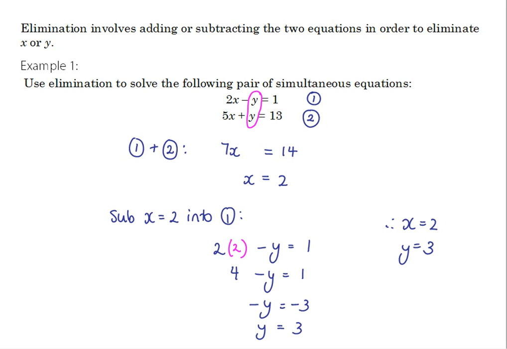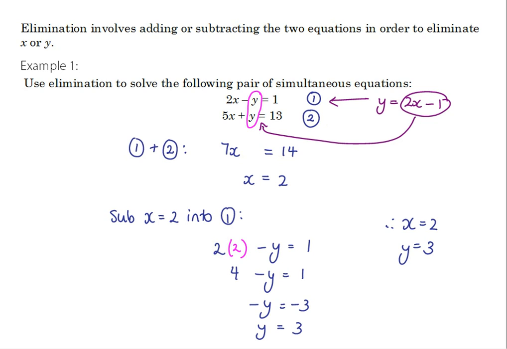Also just to note, we were asked to solve by elimination here, but this would also be a fairly straightforward problem to solve using substitution, because it would be very easy to make x or y the subject here, y in particular, the subject in both of these equations. So for example, equation 1 you could rearrange to be y equals 2x minus 1, and therefore substitute 2x minus 1 for y in the second equation.